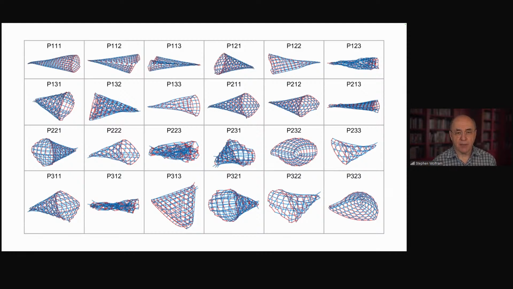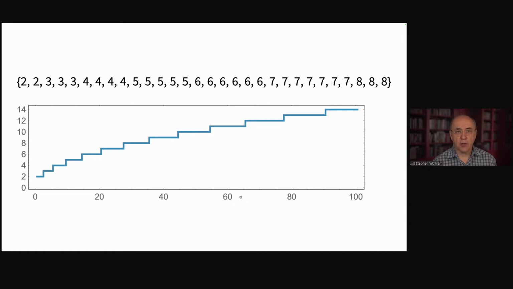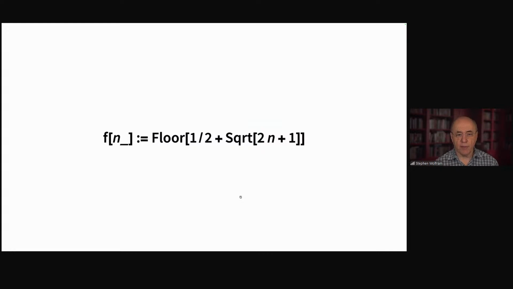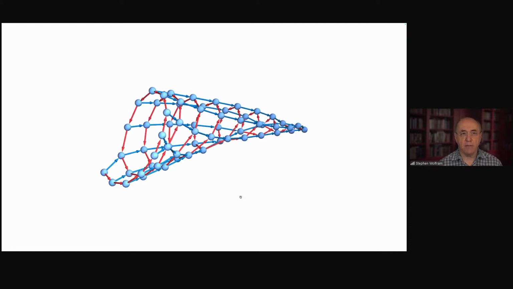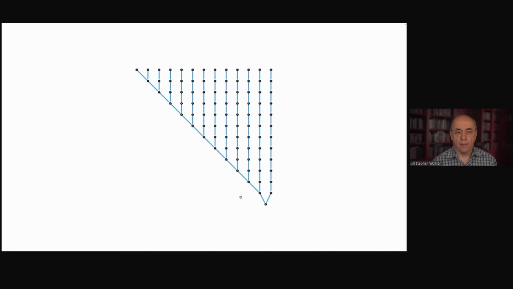P111 has a particularly simple form that's shown right here, which turns out to correspond to the very simple formula given just in terms of a floor of a square root. And the evaluation graph in this case is just this here. Only a single initial condition, f(0) = 1, is used, and there's only a single blue graph tree with a simple form like this.